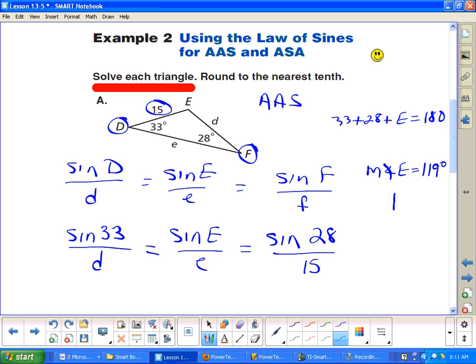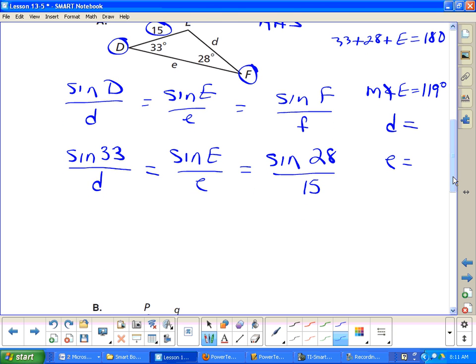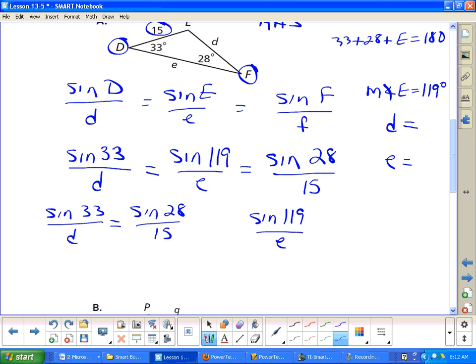And then we're going to find side D and side E eventually. So I can put 119 in here for angle E. Now, how many of you know how to solve proportions? We all do, right? We did in the warm-up. And so now this is just a matter of solving proportions. We have one ratio that we know, sine of 28 over 15. And since it's equal to both of the other two, I can put it separately with the other two and solve. So we'll put it with the D's, and put it with the E's.